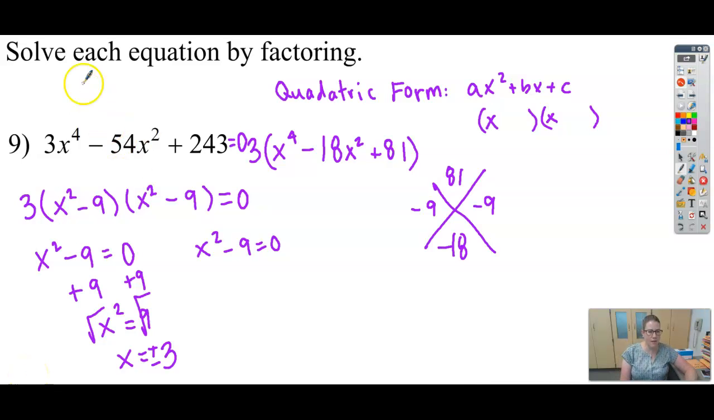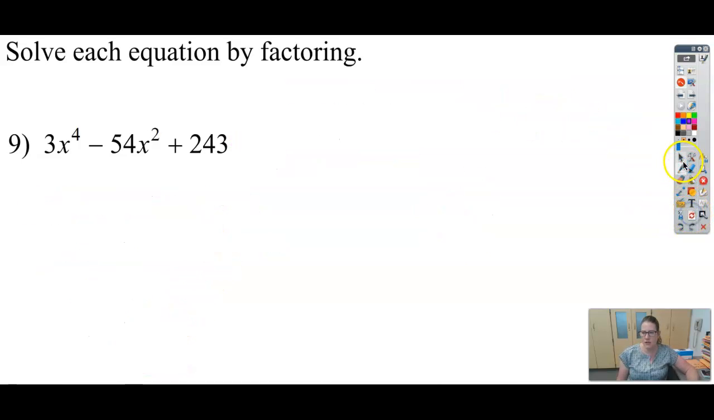All right, so positive 3 and negative 3 would be the same solutions I would get if I solved the other side. It means it has 2 solutions that are positive 3 and 2 solutions that are negative 3, but I don't need to write the same ones again, right? I can just say the solutions are 3 and negative 3. All right, so let's go ahead and try another one of these.